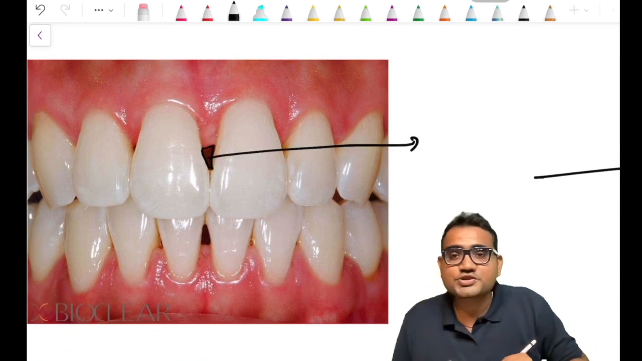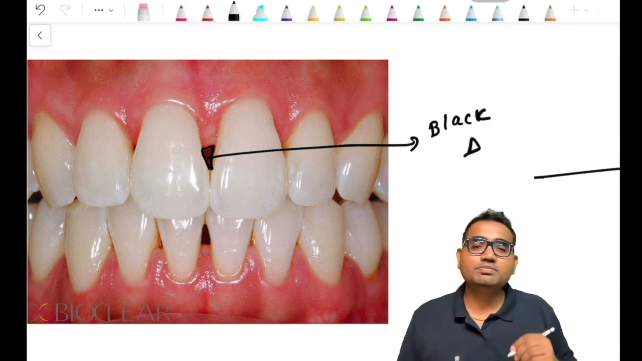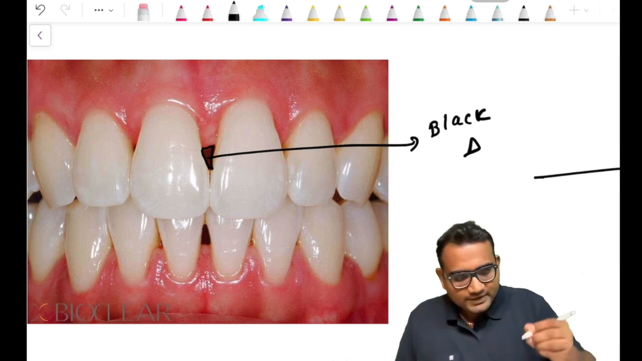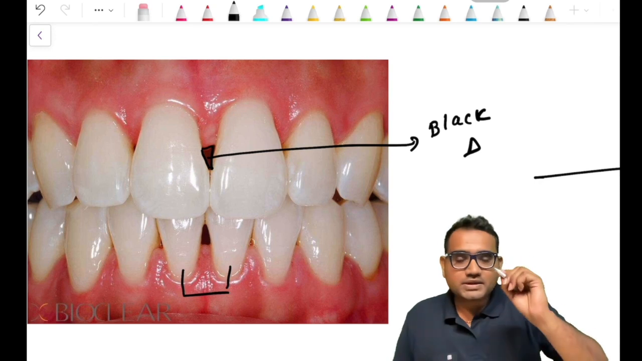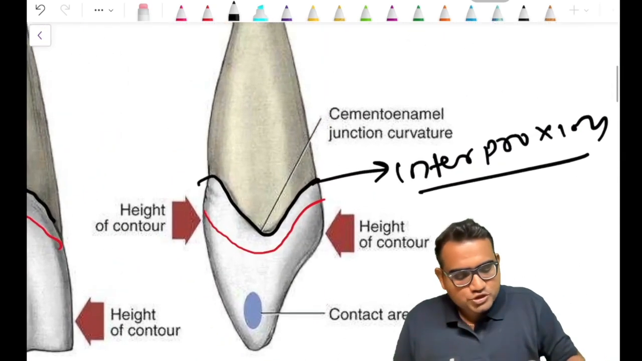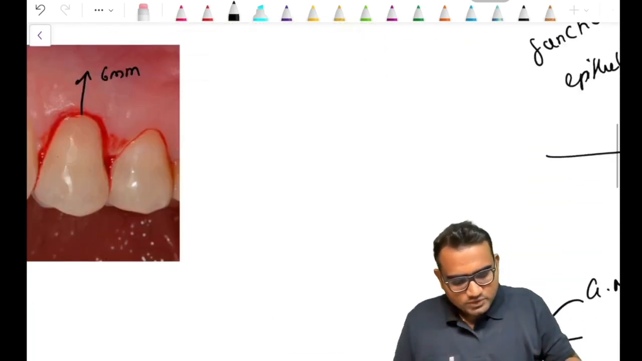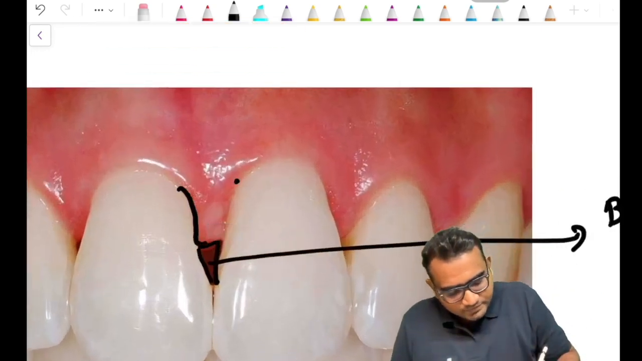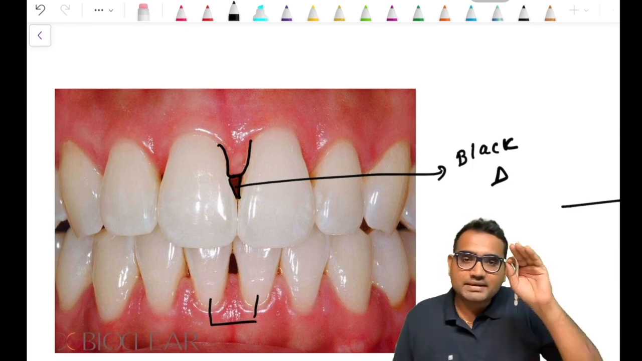Interproximal tissue loss. This is called a black triangle. A black triangle indicates some kind of interproximal or interdental tissue loss, as you can see in the 3.1 and 3.2 regions. As I informed you, interproximally the CEJ is going to be a little more apical than on the buccal side. Considering that, my interproximal CEJ will be somewhere here. So these patients have the gingival margin at the level of CEJ.